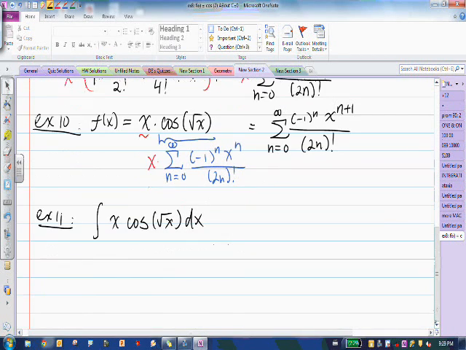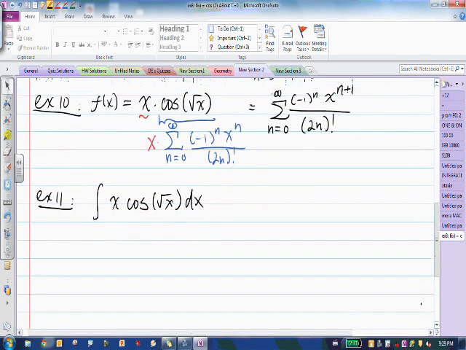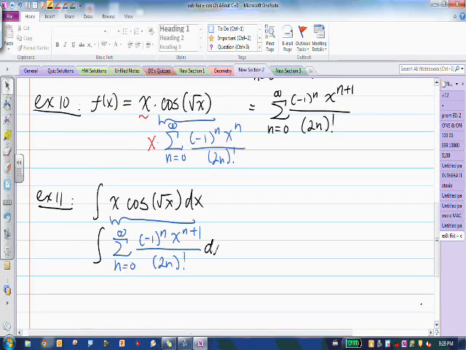Now this problem is actually very difficult. You would have to use integration by parts, and you can see from Wolfram Alpha that it's a very complex solution. However, I know the power series for this. It's what we just did in example 10, sigma n equals 0 to infinity, negative 1 to the n, x to the n plus 1, all over 2n factorial. So all I need to do this problem is to integrate that.